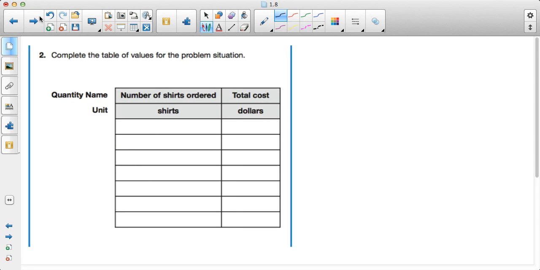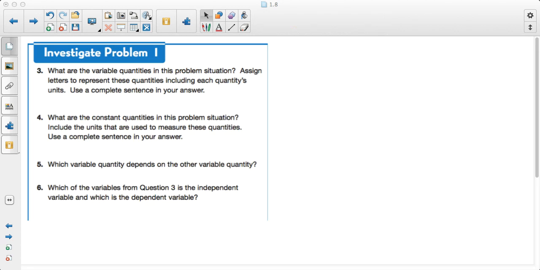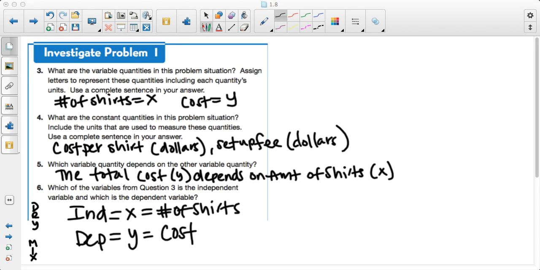So let's go ahead and figure out the table. I'm going to give you your x's: 3, 4, 10, 25, 100, 120, 150. Go ahead and figure out what your total cost would be. Go ahead and check your answers with mine. Go ahead and answer these questions on your own. Hit pause, answer the questions, and then when you hit play, I'll have the answers ready for you. Go ahead and check your work.